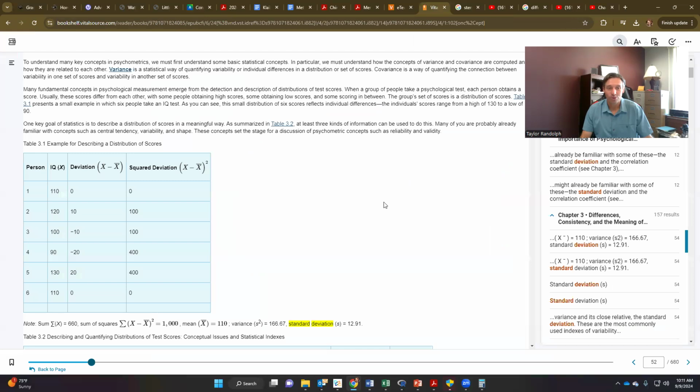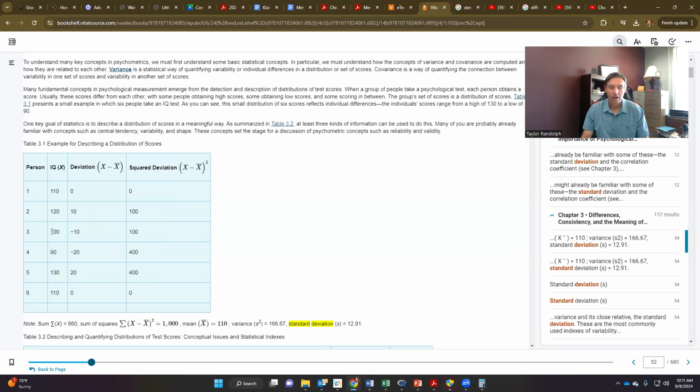If we go to our textbook, here's the example from table 3.1. Anytime you're trying to find a difference between scores, you want to use subtraction. Score 1 is 110. If you subtract the mean from 110, that is the mean, so you get a score of 0. Then you also have 120. If you take 120 minus 110, you come out with a score of 10. So it's 10 points away.